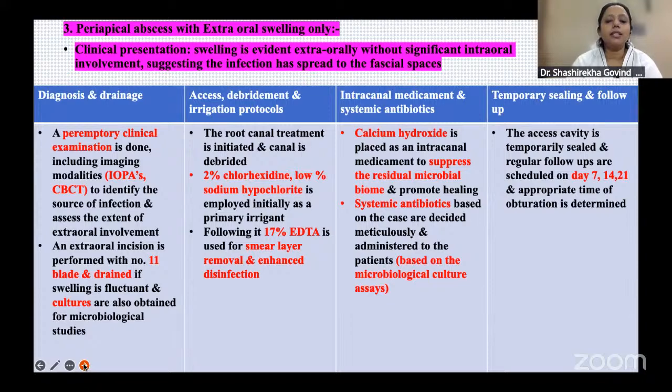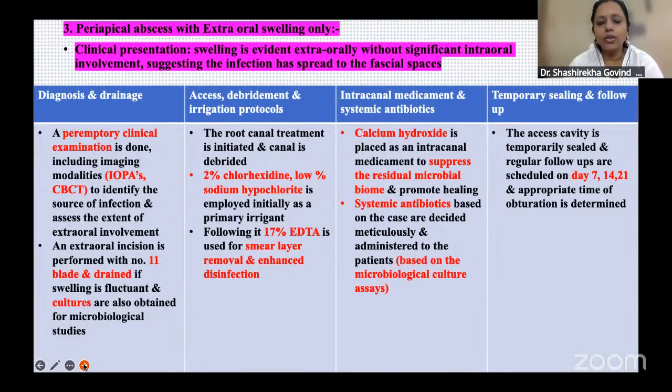Subsequently, you need to give broad spectrum antibiotics for this case, and to relieve the pain, you need to give analgesics also. Sometimes we have to go for microbiological culture to know exactly which bacteria is involved before giving systemic antibiotics. But usually if you give broad spectrum antibiotics, it will work. It takes around 7 days to resolve the swelling completely.